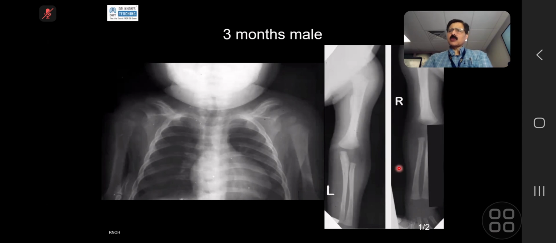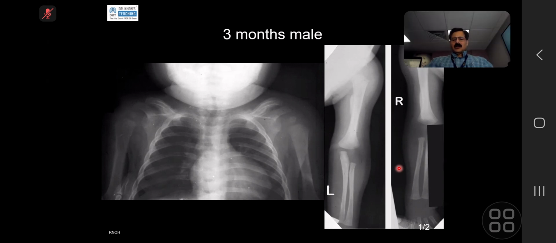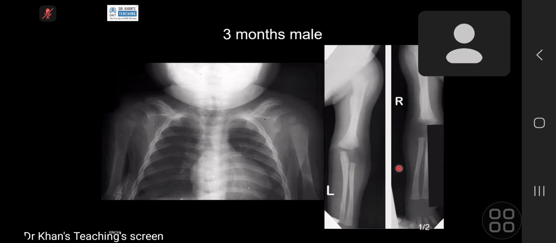Why do you say it is less? What is the age of infantile cortical hyperostosis? I believe it happens more after 3 months, or like that. No. Okay, it can happen in utero also. Okay, so I believe so.